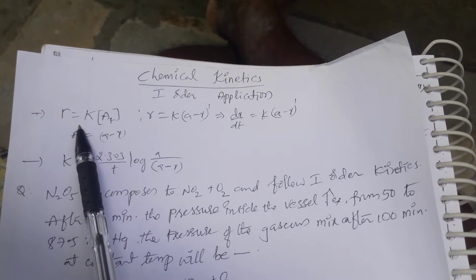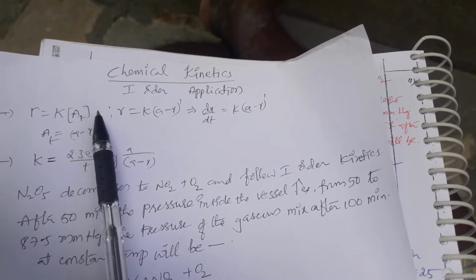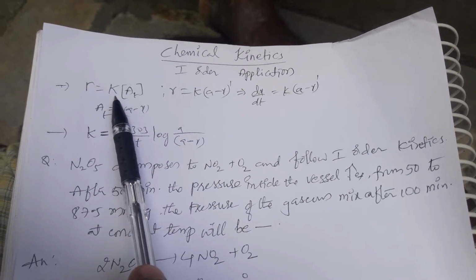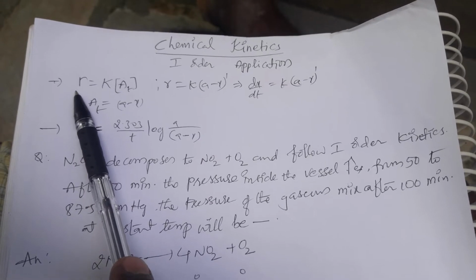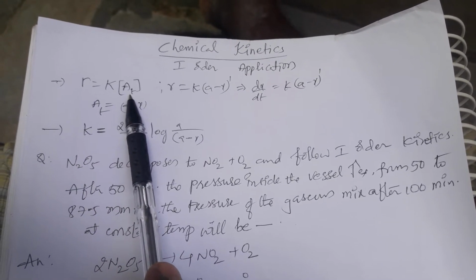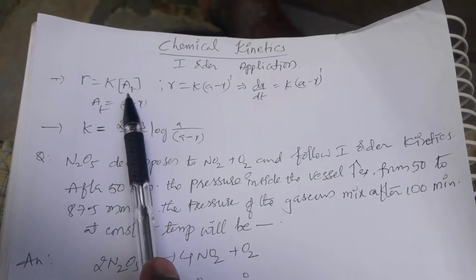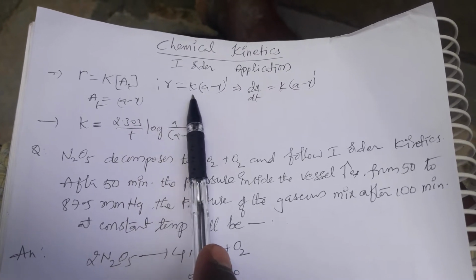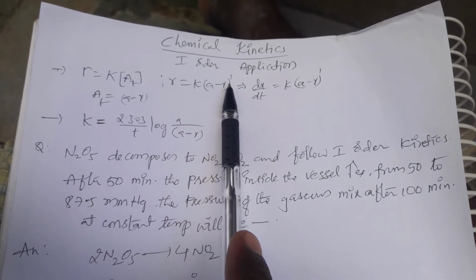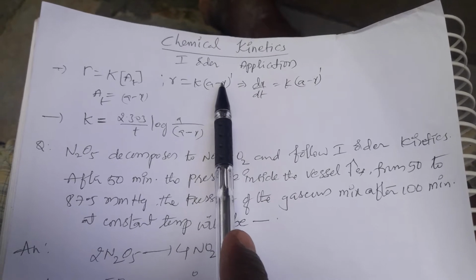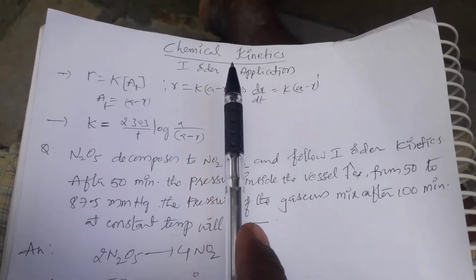r is equal to k into concentration at. k is the constant of first order, r is the rate of the reaction, and at is the concentration of the reactant at a particular time. We may write another way: r is equal to k into (a minus x) to the power of 1. The 1 indicates first order. The sum of the powers of the concentration is always equal to 1.